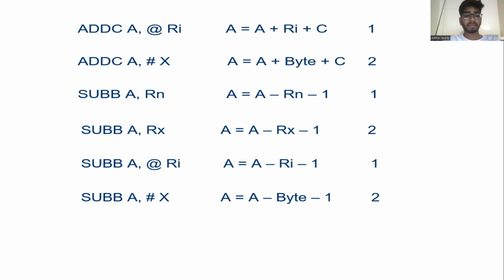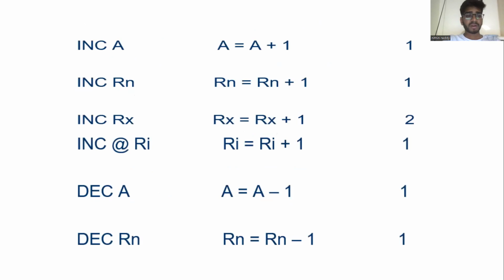And subtraction with borrow, SUBB A, Rn, where A minus Rn minus C is stored in the accumulator and byte is 1. SUBB A, @Ri, where A minus Ri minus C is stored in the accumulator A. And SUBB A, #X, A minus the data byte minus C is stored in the accumulator A and byte is 2. And the increment operator.